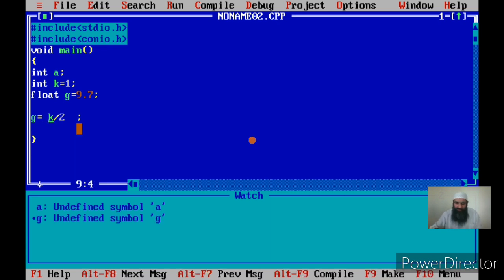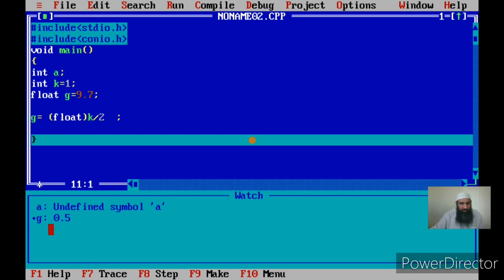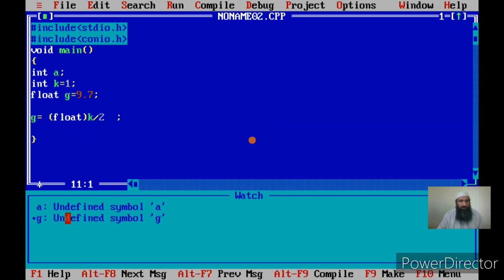You do it yourself. You write float before k or before 2. Now see what the result is. You get correctly 0.5. Okay, this is how we resolve this problem.